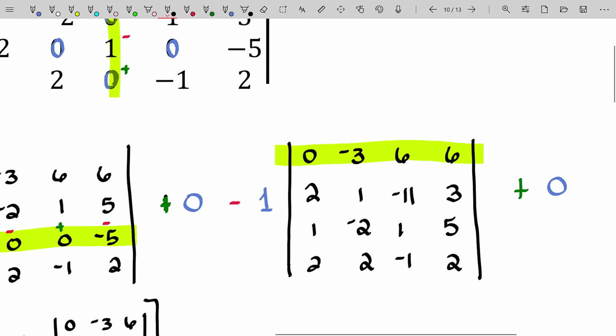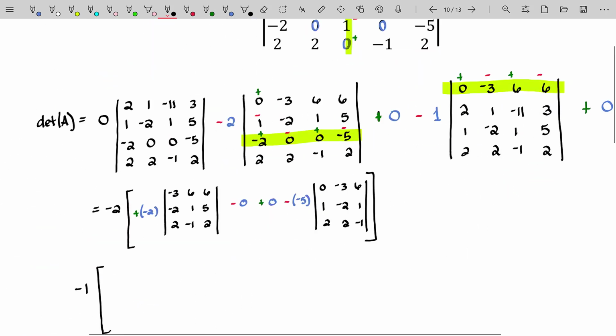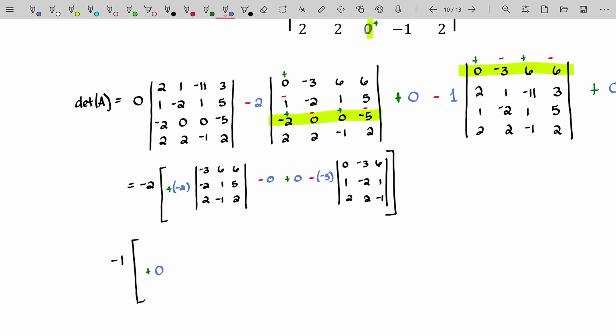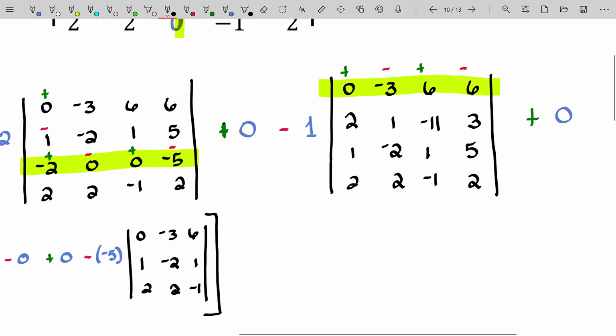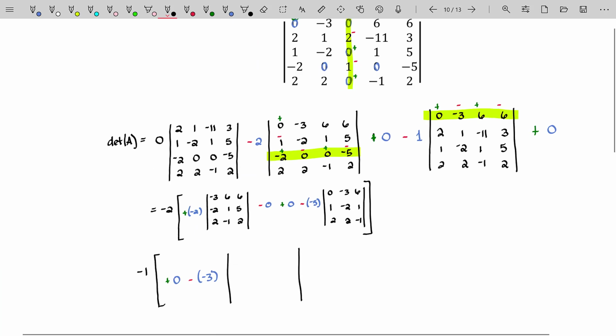Remember, do the plus minus signs. So I have +0, I'll just write that in. Normally you actually don't have to, I'm just writing it in for your benefit if it's your first time seeing this. Then minus a -3 times the determinant of what's left over after you remove that row and that column. This time I'm not going to black it out, I'm just going to do it.